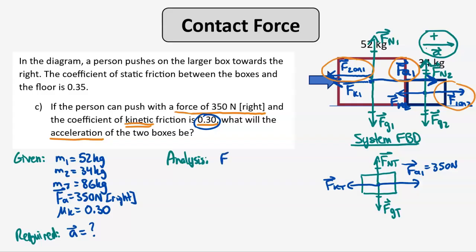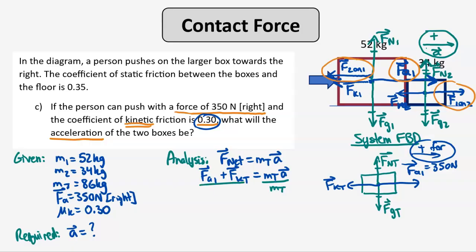So what's our analysis? We're always going to start from the free body diagram with F net equals ma. So the net force is equal to the total mass times acceleration because it's the system free body diagram. We're using the total mass. Now I'm going to say to the right is positive and forwards, as I've done before. But here we can't set these two forces equal to each other because the acceleration is not zero. We have to go ahead and solve for acceleration by dividing both sides by the total mass.